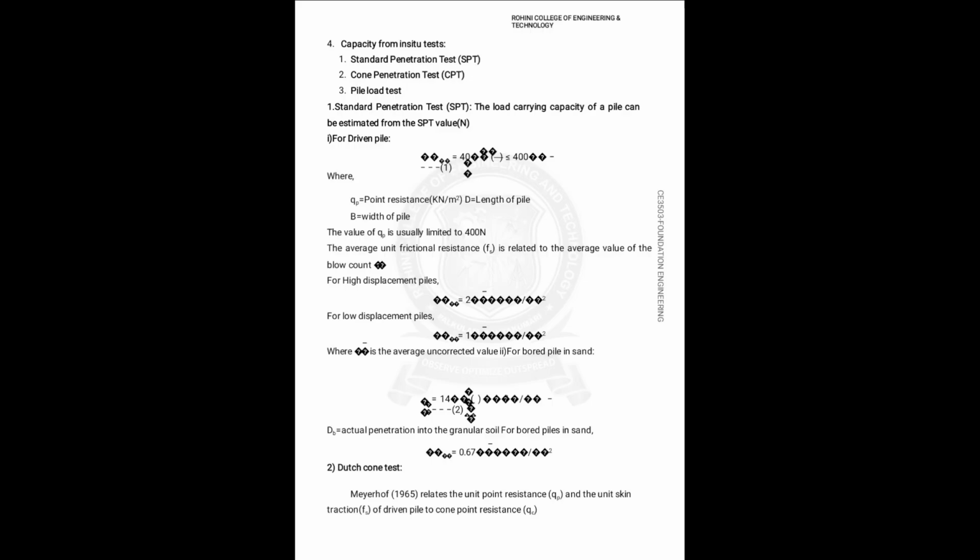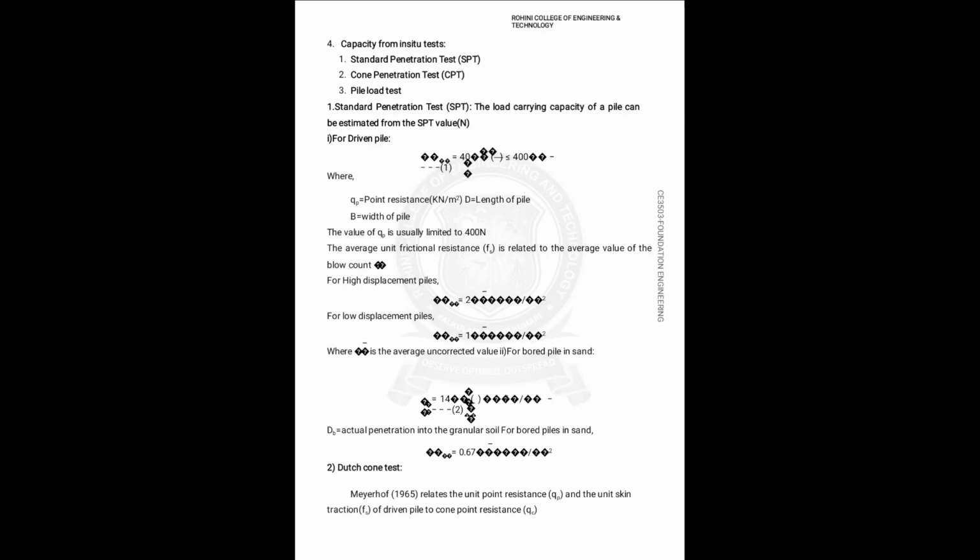Standard penetration test, SPT. The load carrying capacity of the pile can be estimated from the SPT value, that is N. For a driven pile, QP is the point resistance in kilonewton per meter square, D is the length of the pile, B is the width of the pile. The value of QP is usually limited to 400 kilonewton.